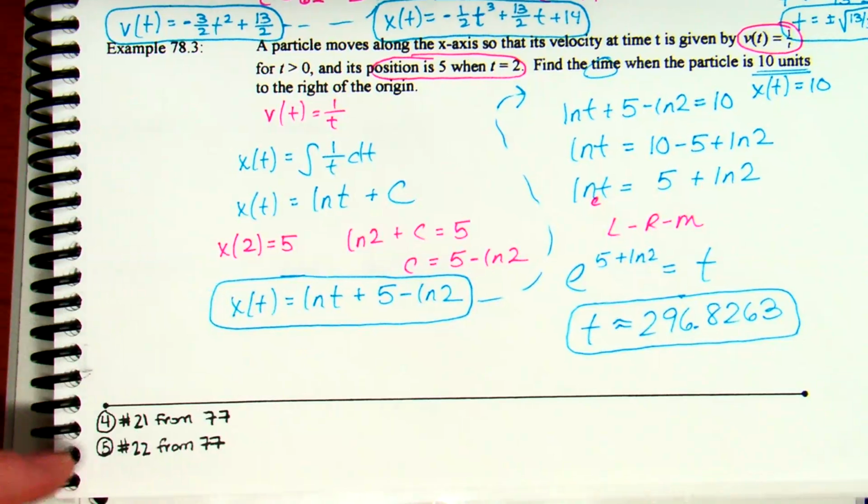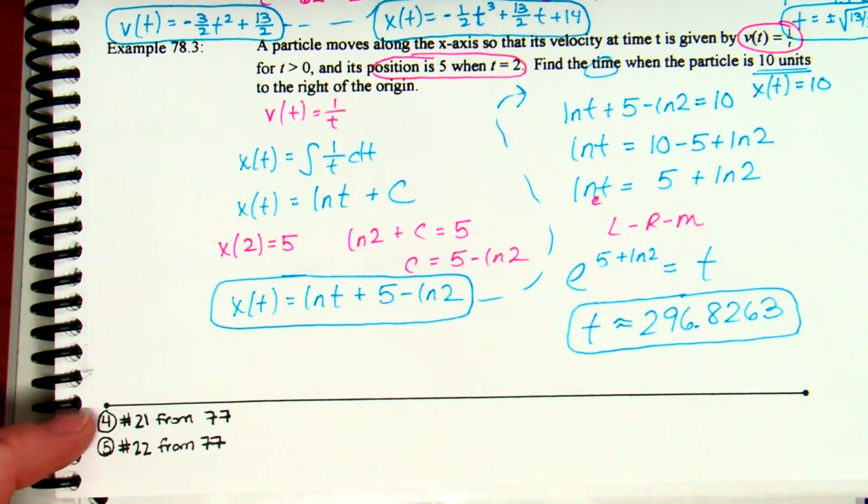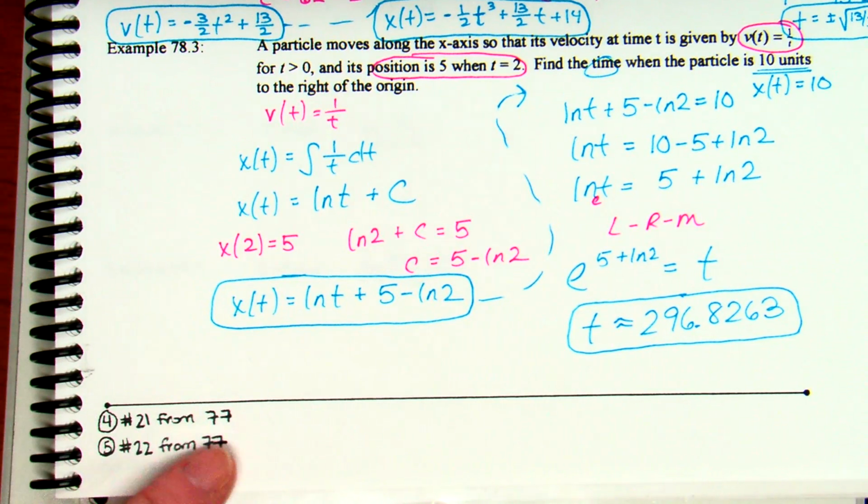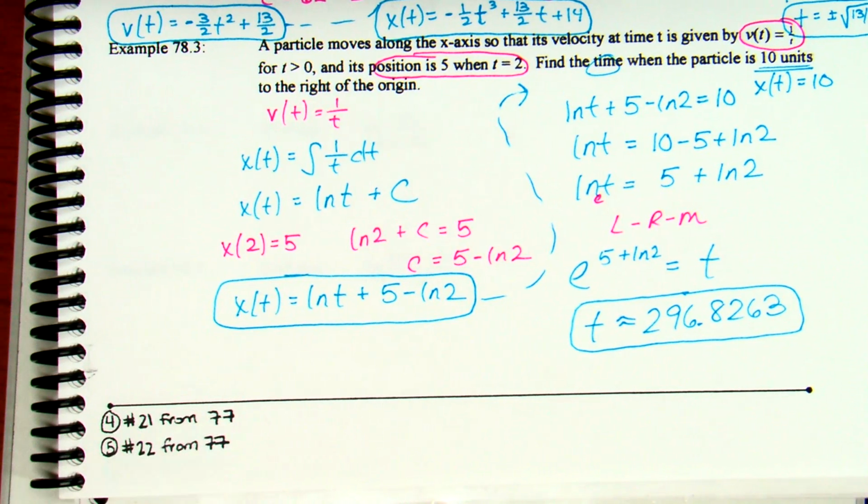Okay. So notice right here. In homework tonight, when you get to homework, first of all, you're going to be doing homework in 78. Okay, 78. In 78, when you get to 4 and 5, there are going to be problems from 77 that we don't know how to do. Or that we just don't want to do. Whatever. So, we're going to replace those with 2 problems from 77. We're going to replace those with 21 and 22 from 77.